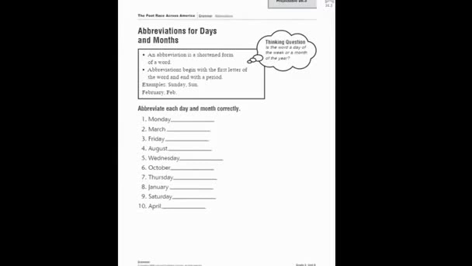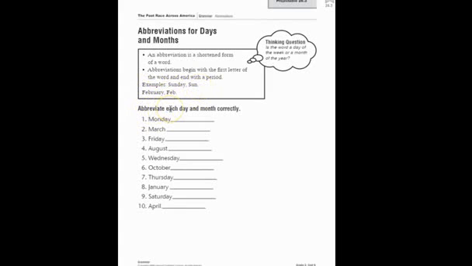Now, an abbreviation is a shortened form of a word. Most abbreviations begin with capital letters and end with a period. So for example, Sunday becomes S-U-N period. Okay, we have capital S for Sunday, a period that just says there's more to the word, but we're going to shorten it. Okay, February becomes Feb.